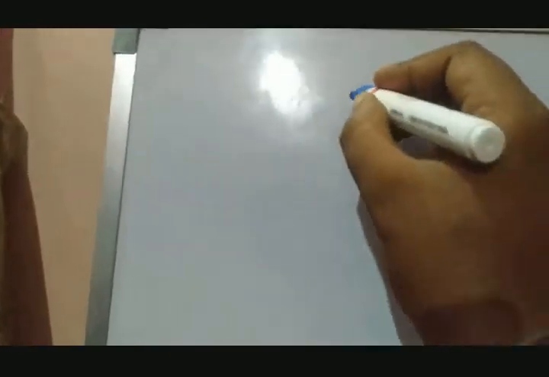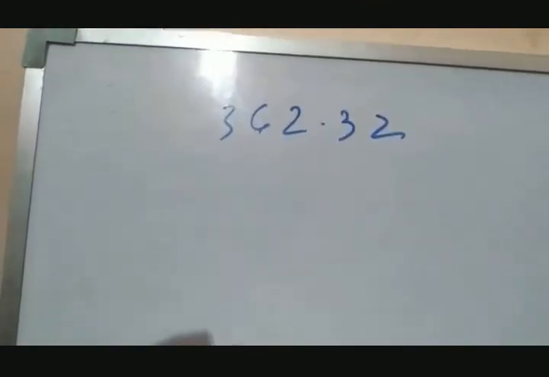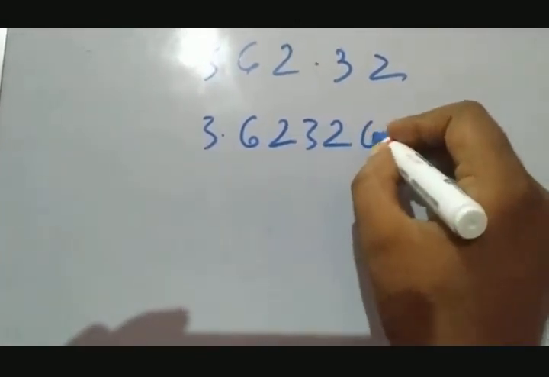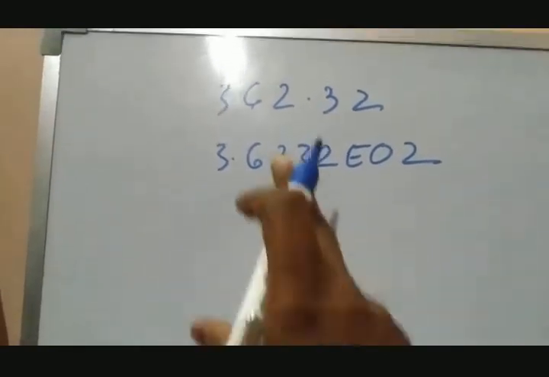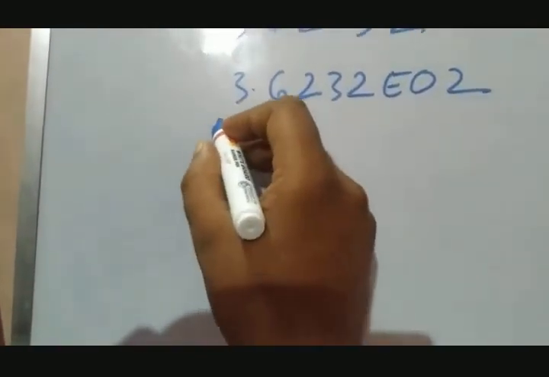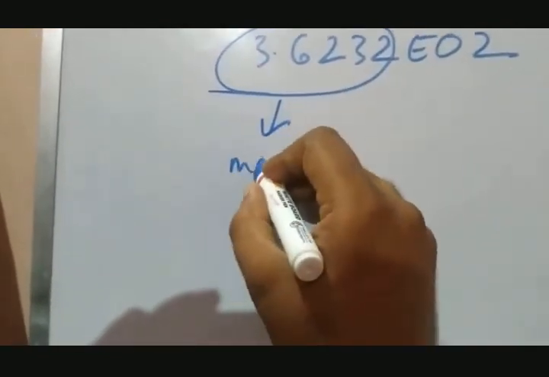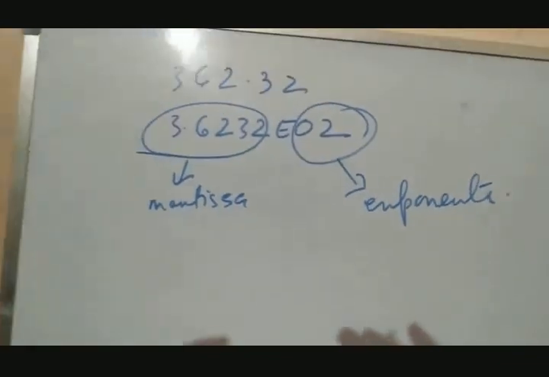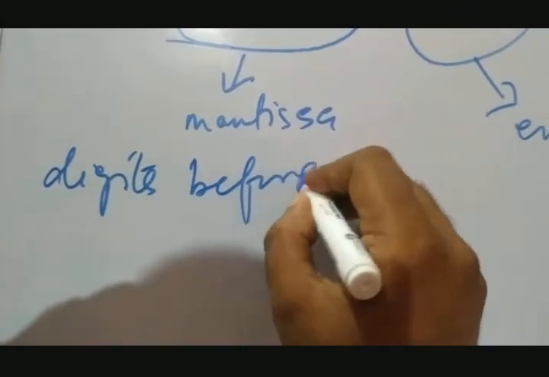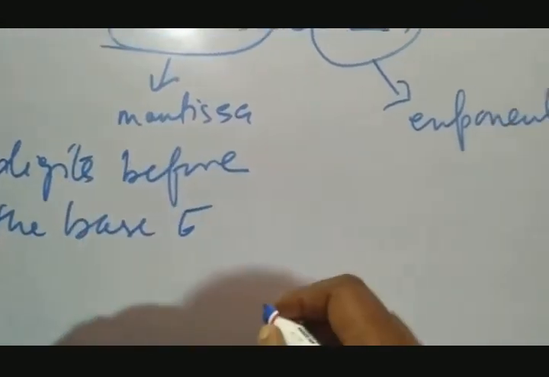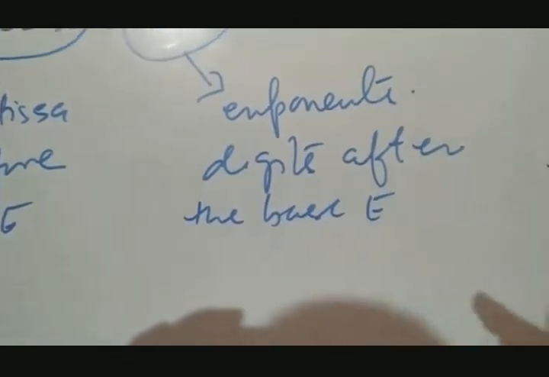Alright. So let's transform one. Suppose 362.32. Now I have to change this. Then I will write it as 3.6232E02 because it moved left. Two decimal places it has moved, therefore it is 2. Now the part before E is called the mantissa, and the part after E is called the exponent. This was a board question: what is a mantissa and what is an exponent? The digits before the base E are the mantissa. The digits after the base E are the exponent.